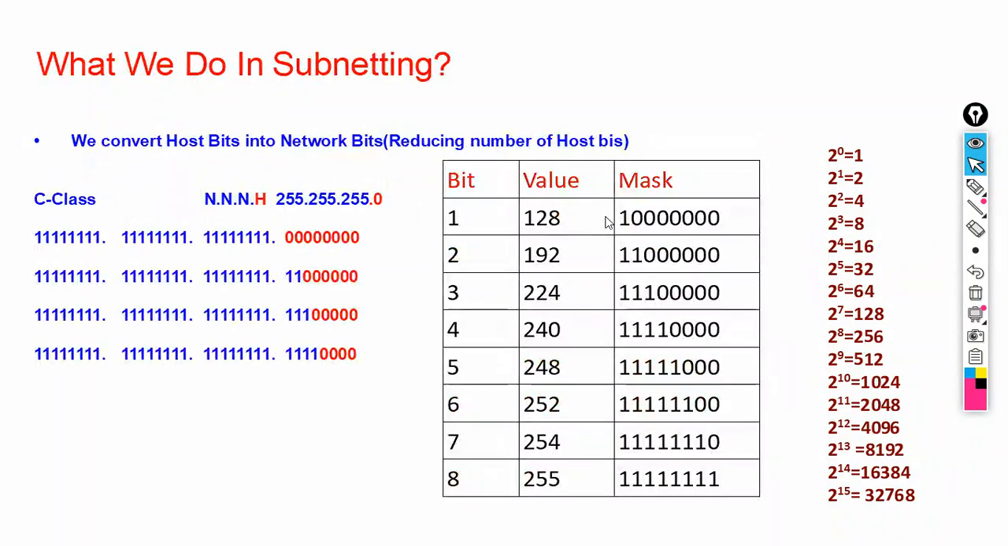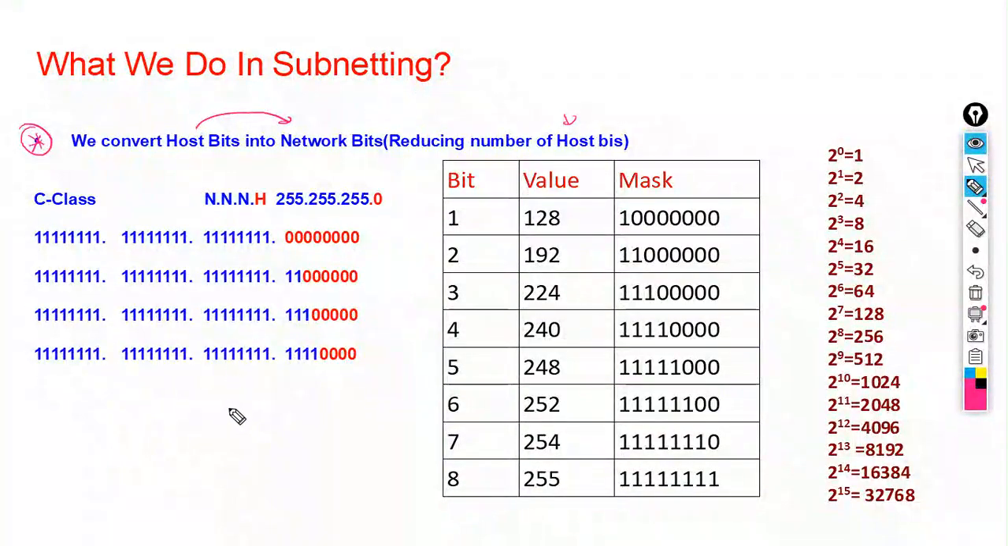So what do we actually do? Let us try to understand. We convert the host bits into network bits, or we reduce the number of host bits. So guys, we'll try to understand this sentence. What does it mean to convert host bits into network bits? What does it mean to reduce the number of host bits?